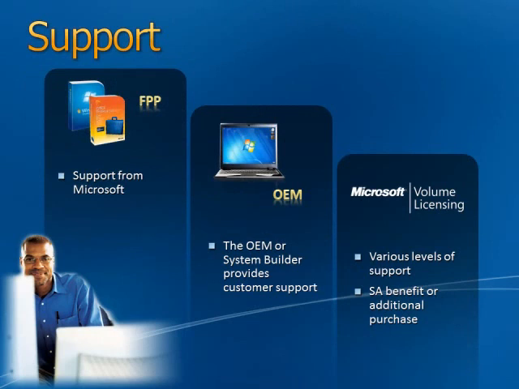Support for the software is provided in different ways depending on how you've actually purchased the software. So Microsoft provides support for the full package product software. The OEM or system builder provides support for any OEM licenses. And if you've purchased through volume licensing, there are various levels of support that customers can purchase. Or if you have purchased software assurance, there is a support benefit within there too.